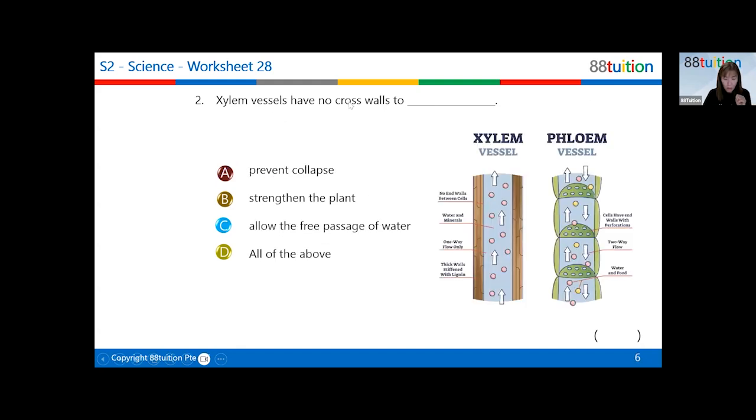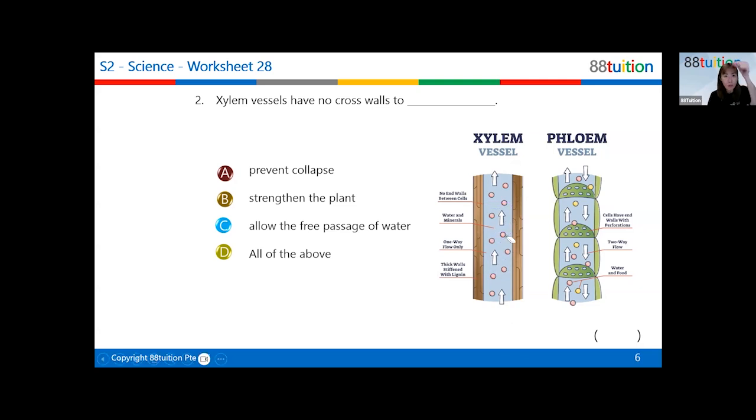Now, xylem vessels. I don't see this appearing in the syllabus, but it is important to know, so I might as well just tell you. For xylem vessels, you look at the diagram, xylem vessels look like this. The arrow is showing you the direction where the water molecules are moving, or we can say water and mineral salts. It's a one-way flow. There are no walls that are found within the xylem vessels, not like how the phloem vessel looks like.